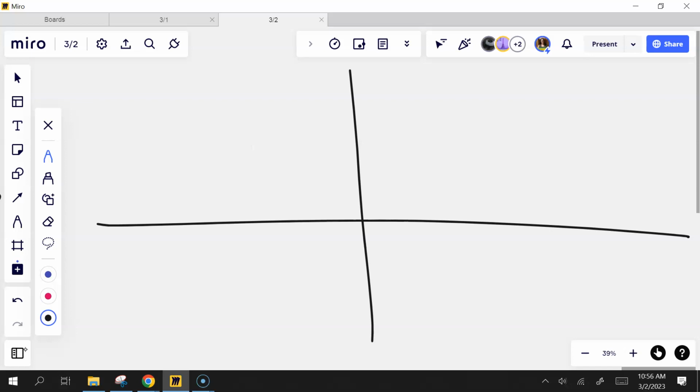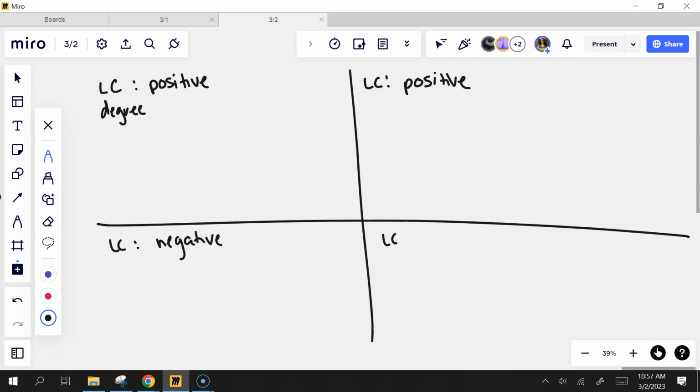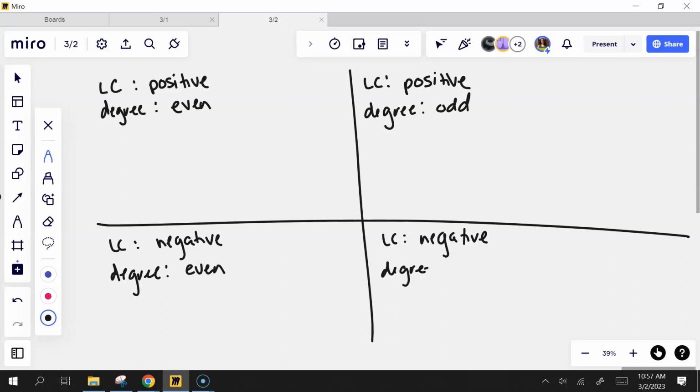So I'm going to set 4 squares here. And I'm going to classify LC, what's that mean? Leading coefficient, or degree. So I'm going to say leading coefficient positive and positive, and then in the last 2 squares I'll say leading coefficient negative and negative. And then for my degree, I'm going to base that on if I am even or odd. So I'll say even, odd, even, odd.